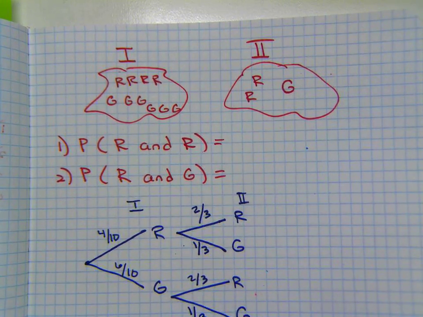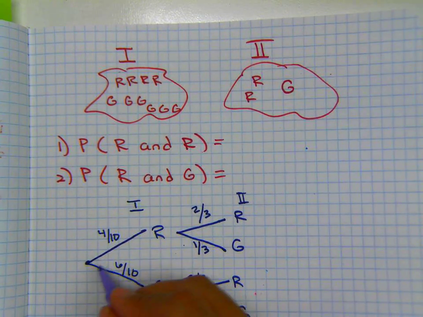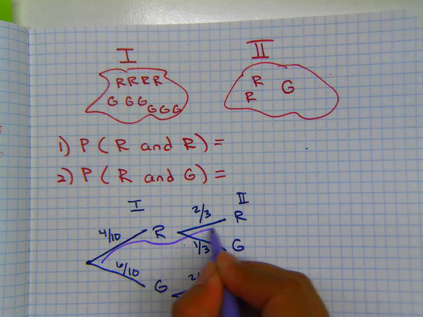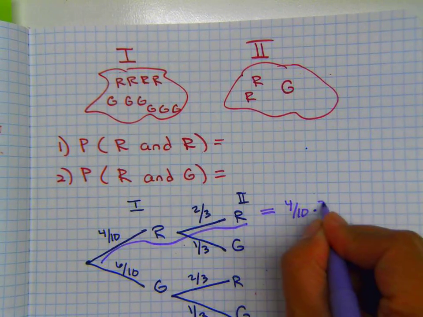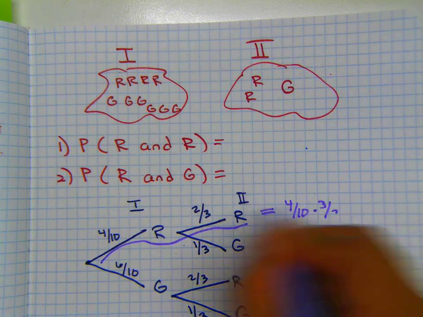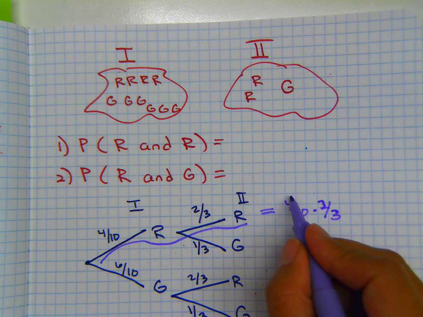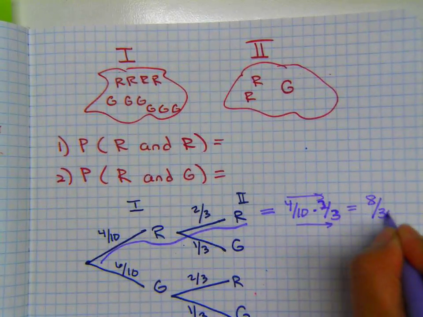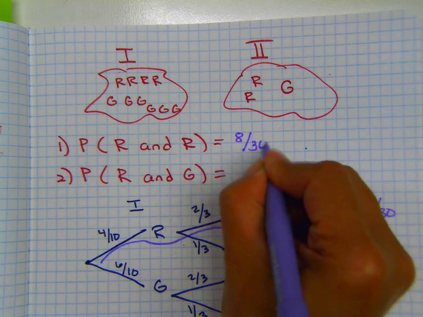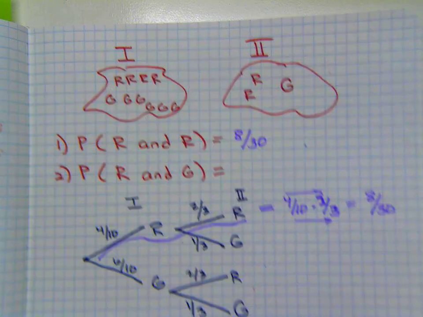All right, now I've got to look for my situation. So I'm looking for a red and a red. So here's a red, and all I do is multiply them together. 4/10 times 2/3. So I'm going to multiply straight across. So that's going to be 8 over 30. Go ahead and leave them as fractions, all right?